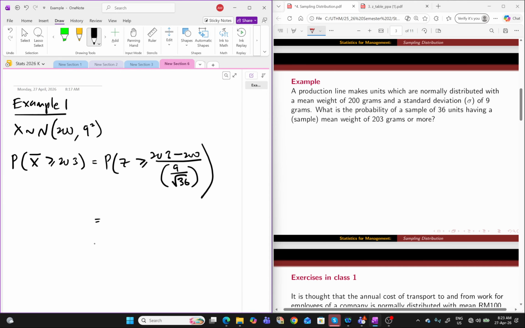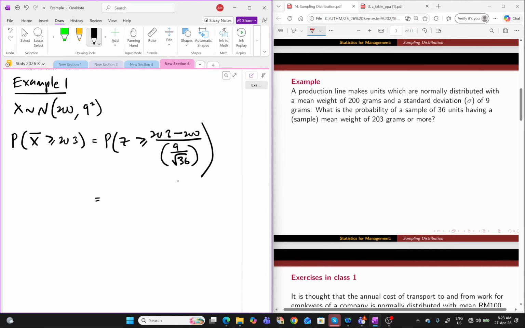When we go for chapter 5, I will explain more on this. Now, if you do this, you will get... Let me know what you get for this one. Press this one in the calculator.